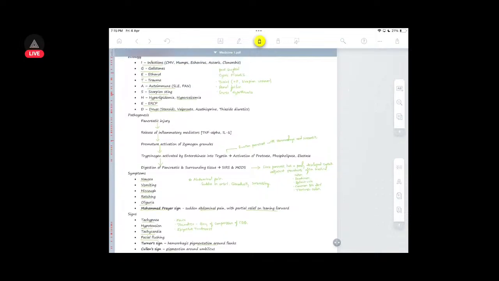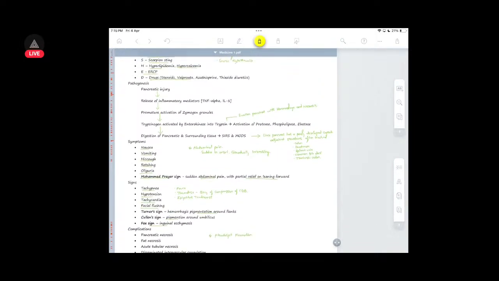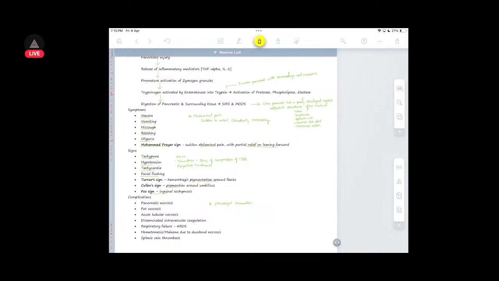Sorry. So pancreatitis, of course, first you have pancreatic injury. They release the inflammatory mediators, which are TNF alpha and interleukin 1, which lead to premature activation of the zymogen granules, which leads to trypsinogen activation by enterokinase into trypsin, and finally it leads to activation of protease, phospholipase, elastase, and digestion of pancreatic and surrounding tissue, which may lead to severe inflammatory response syndrome and MODS.